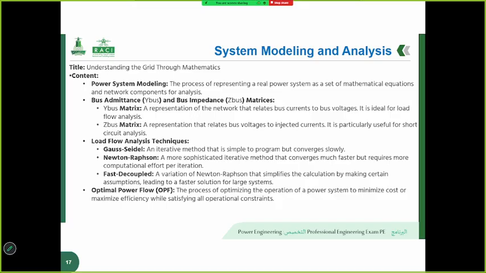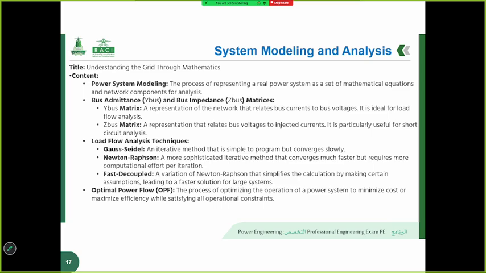Load flow, or power flow analysis, is a critical study that calculates the steady state operating conditions of a power system under a given load. The goal is to determine the voltages, currents, and power flows at every bus in the network. So several iterative methods are used to solve the complex nonlinear equations, including the Gauss-Seidel method, the Newton-Raphson method, and the fast decoupled method.